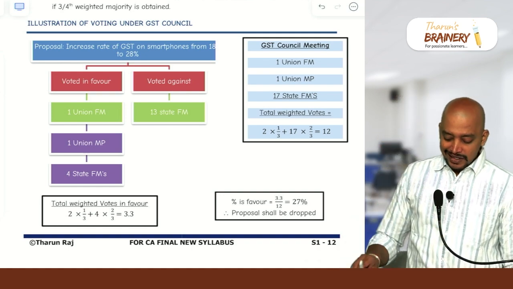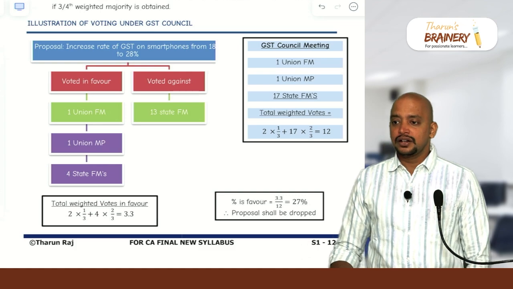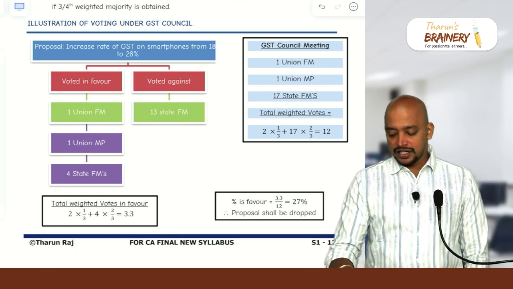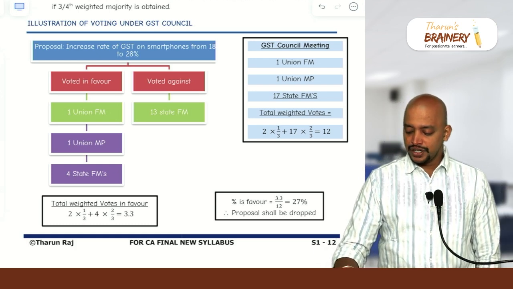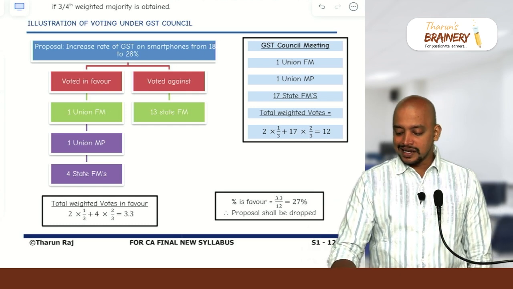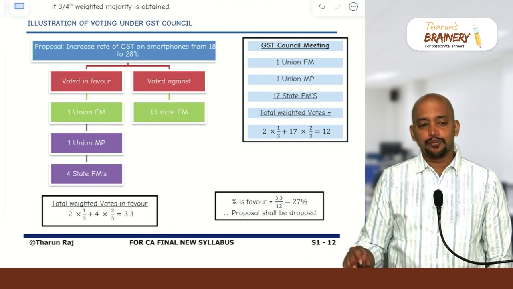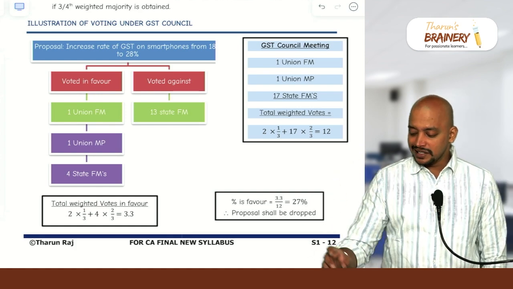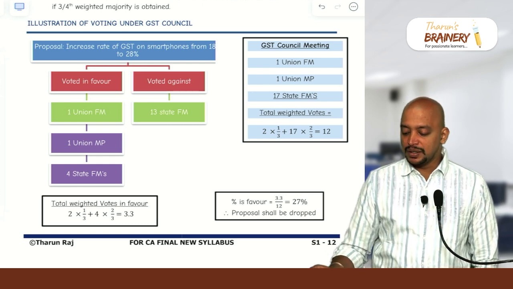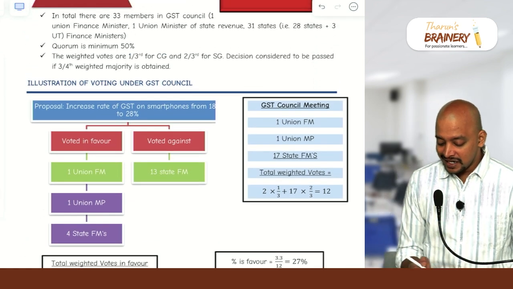Suppose, instead of these 4 state finance ministers, 10 state finance ministers agreed, then what would have happened? 2 into 1 by 3 plus 10 into 2 by 3. 2 into 1 by 3 is 0.67, and 10 into 2 by 3 is 20 divided by 3, plus 0.67, so that will be 7.33. 7.33 divided by 12 into 100, even then it will be 61%. So actually how much majority do we need?